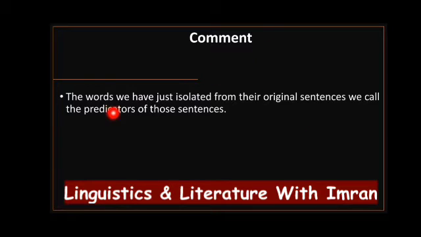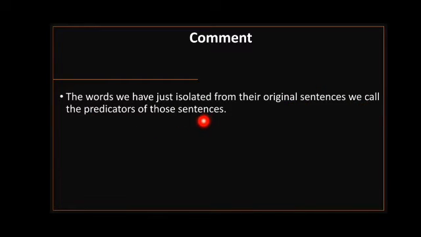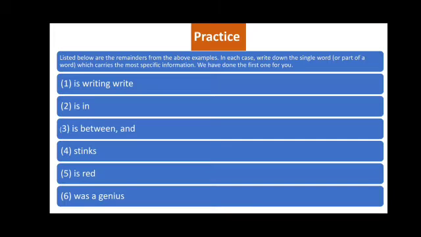The words we have just isolated from their original sentences we call the predicators of those sentences. So what are the predicators that we just isolated from the words? For example, in is writing, write is a predicator. And in is a predicator. And between is a predicator, and sting is a predicator, and red is a predicator, and genius is a predicator.